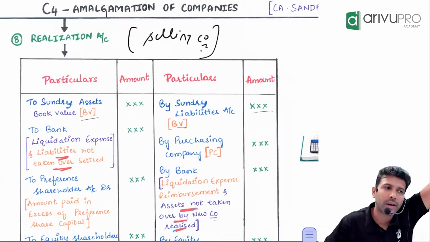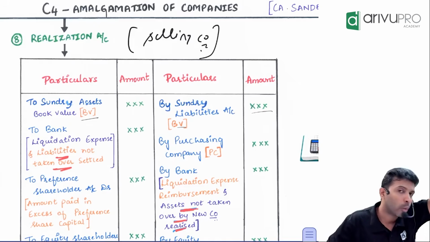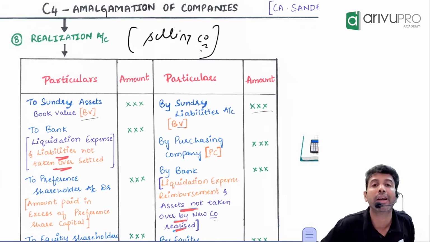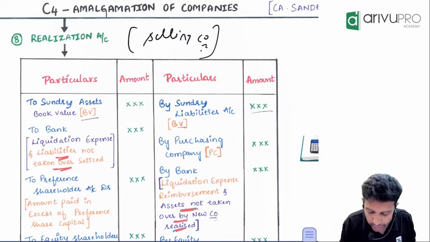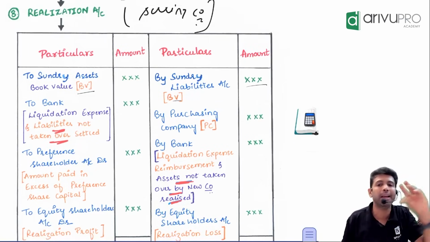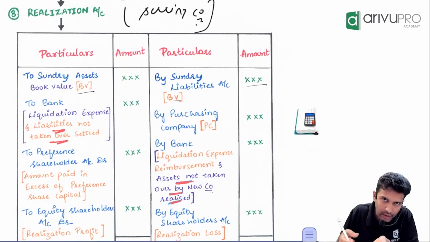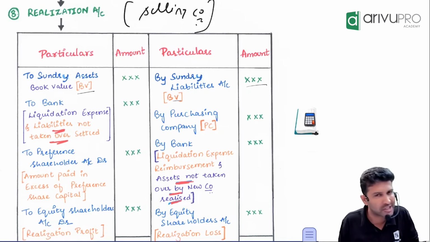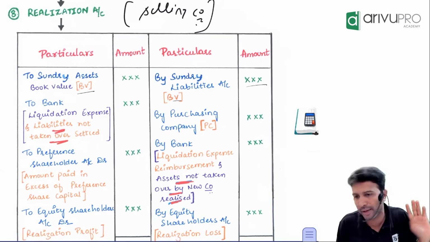And now it becomes your 11th grade. When an asset is sold individually, what entry will pass? Bank account debit to realization account. So you'll pass the entry, you'll post it as by bank. This may be there in the question, it may not be there. Some adjustments they may give, some they may not.